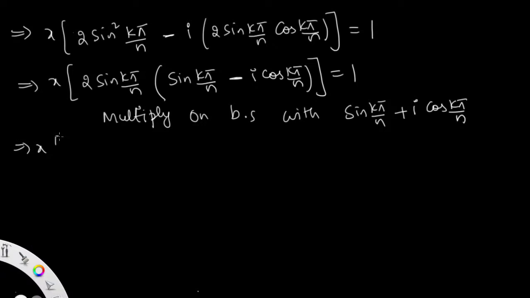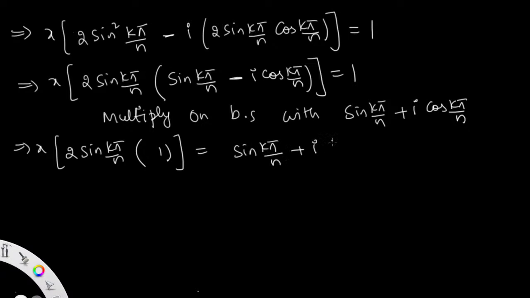So that is x into 2 sine k pi by n into, now it is in the form a plus b into a minus b, that is a square minus b square. So that is sine k pi by n whole square, means sine square k pi by n, minus i square is there, so you get plus 1, that is sine square theta plus cos square theta form. So that into 1 equal to 1 into this total term, means sine of k pi by n plus i into cos of k pi by n.